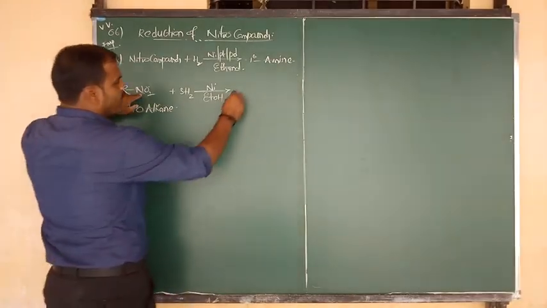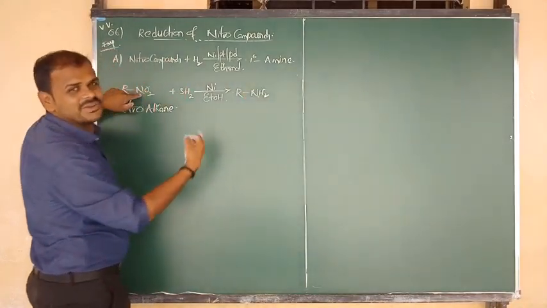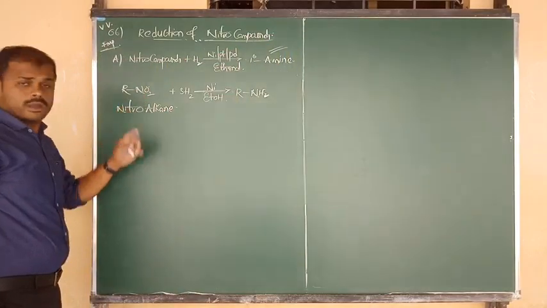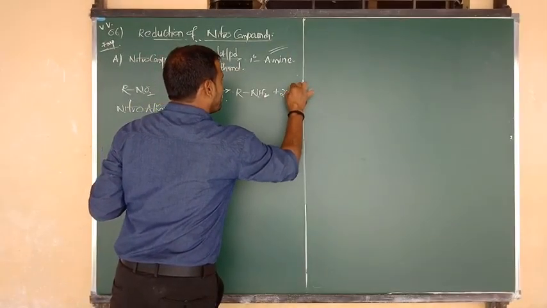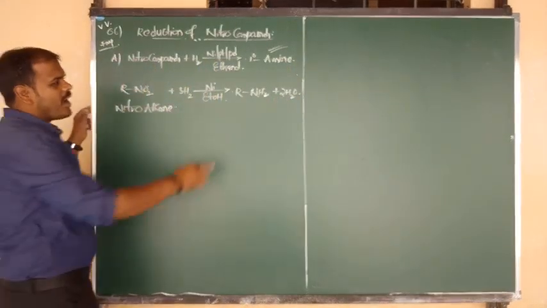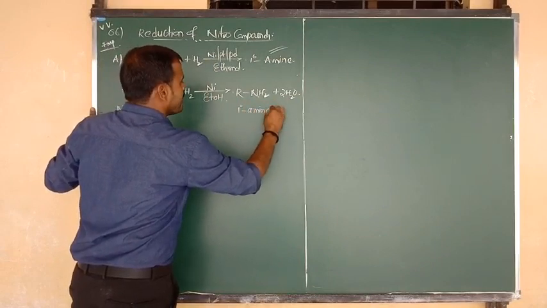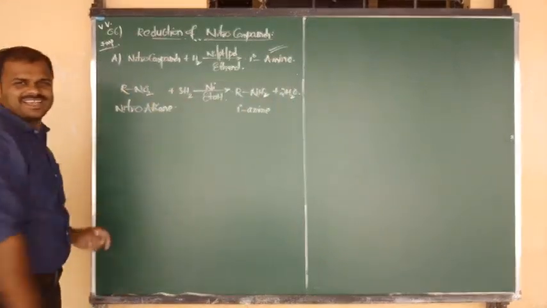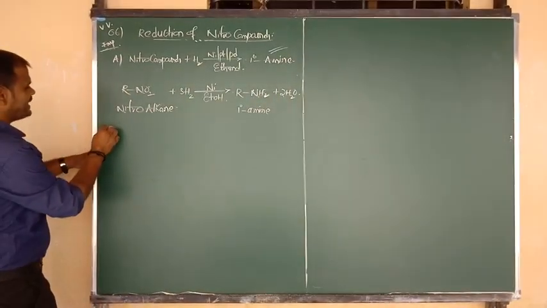R bonded to NO2 changes into R bonded to NH2 because we are getting a primary amine. There are 2 oxygens, and the 2 oxygens we can remove in the form of 2 moles of water. So R bonded to NH2 means which amine? Primary amine. Here 2 hydrogens, here 2 to the 4, total 6 hydrogens, 3 to the 6 hydrogens. Now everything is balanced. Let me consider an example.